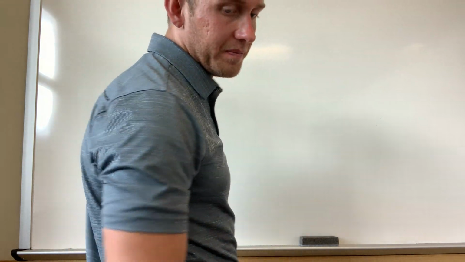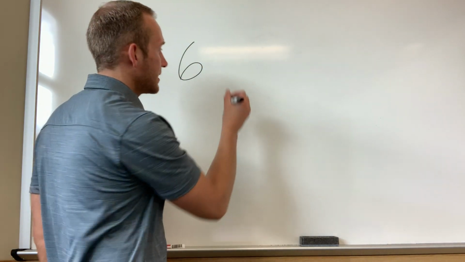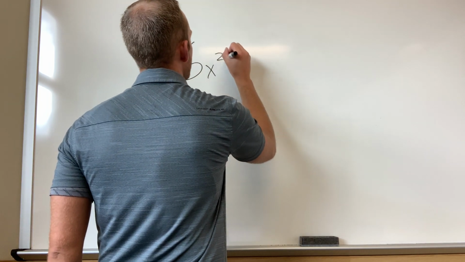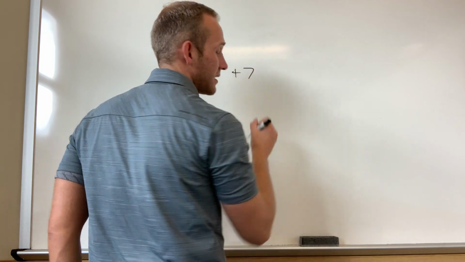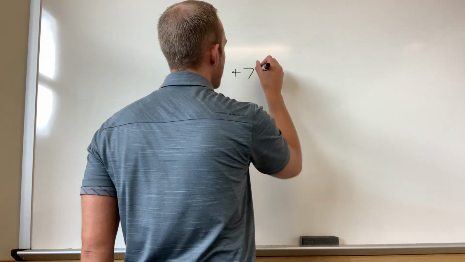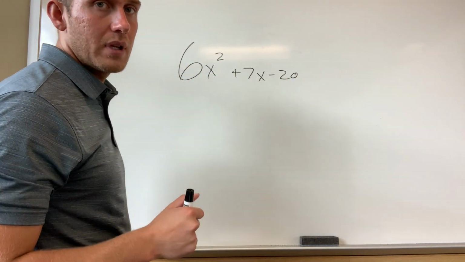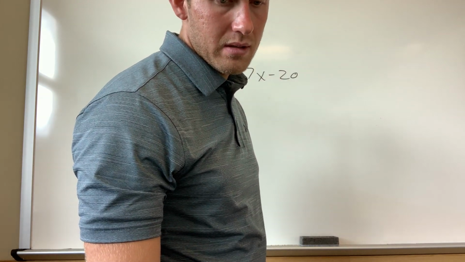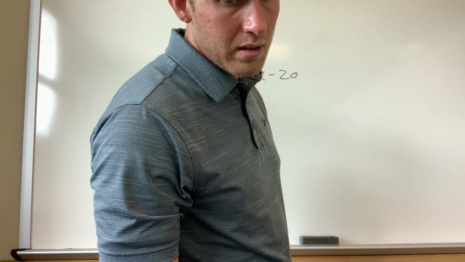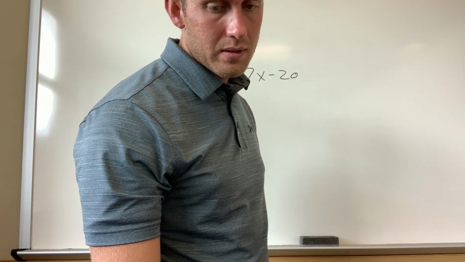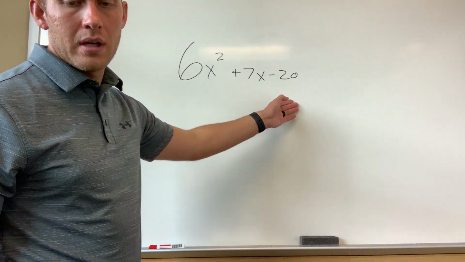But let's use this example. 6x squared plus 7x minus 20. So basically, it's a big 6, but oh well.